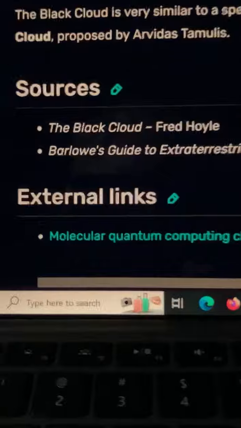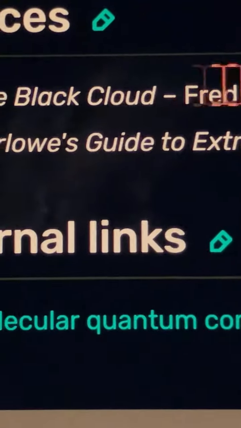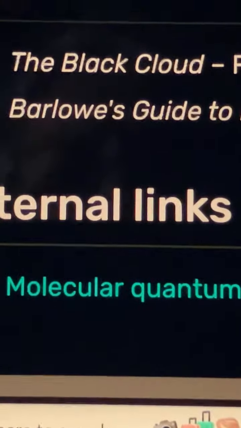Okay, it's the Fred Hoyle. We already did a thing on this, the Fred Hoyle black cloud. We did a video on the black cloud. I'm going to show the video on the black cloud that we have on this YouTube channel. I've got to go to my channel.